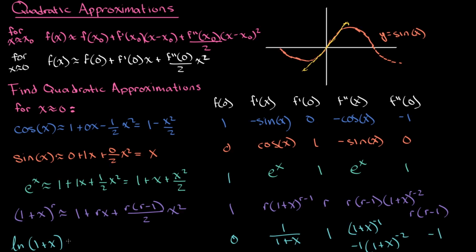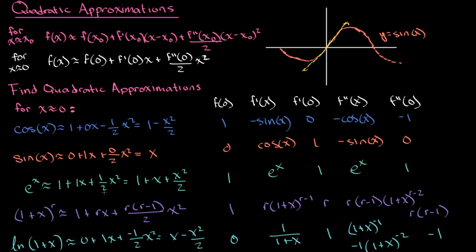Filling this in, we find the natural log of 1 plus x is going to be approximately 0 plus 1 times x plus negative 1 over 2 times x squared. Cleaning it up, we get x minus x squared over 2.